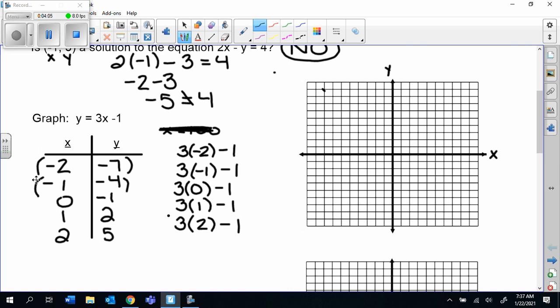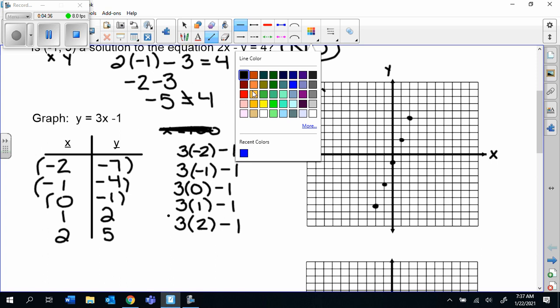So now these are the coordinates. I'm going to go left 2, down 7, and plot these points. Left 3, down 4. I'm not going to go left or right any for 0. I'm just going to go down 1, right there on the y-axis. Right 1, up 2. Right 2, up 5. And if you graph this correctly, it should all line up.